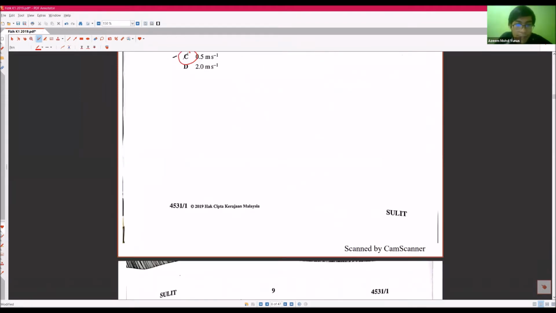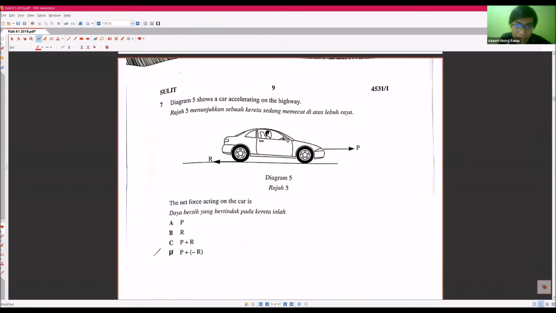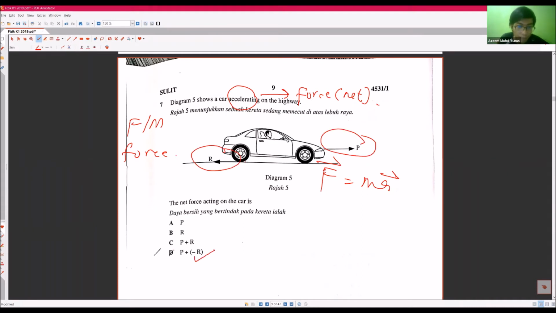Number 7, diagram 5 shows a car accelerating on the highway. So when the car is accelerating, it must have a net force towards the direction of the acceleration. So the net force acting on the car is, so this is force and motion, topic force, F equal to ma. So the direction of the force must be the same as the direction of acceleration. So the net force is actually P minus R. So here.